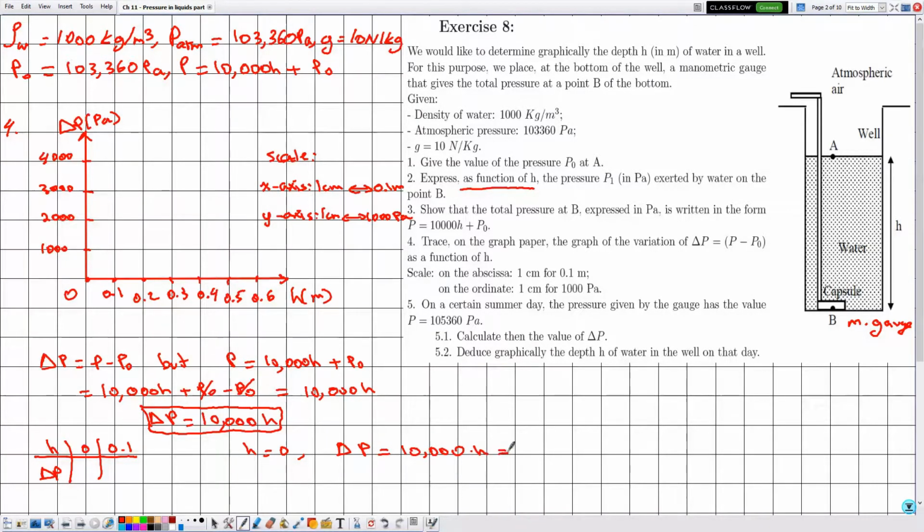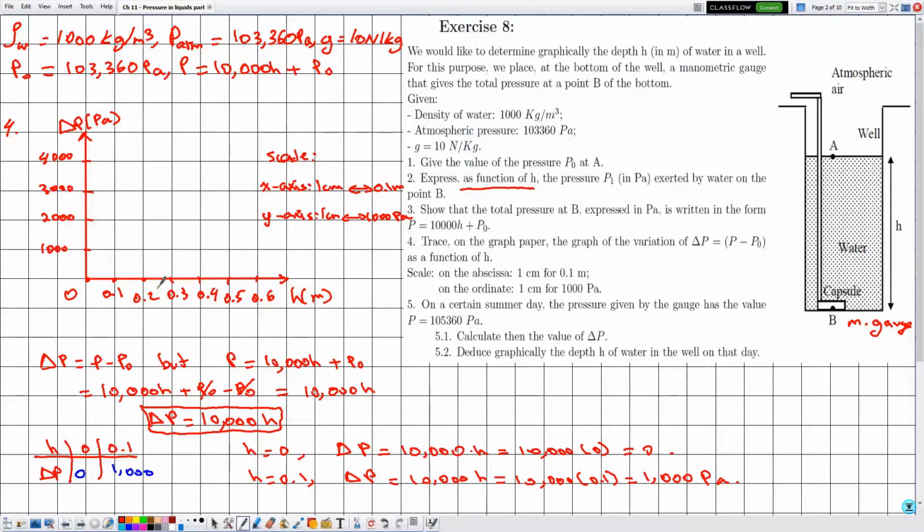H. Now replacing H by 0, so the value of delta P in this case is given by 0. So here let me write that delta P is given by 0. Now when H is equal to 0.1, so delta P is equal to 10,000 H. So it's equal to 10,000 multiplied by 0.1, which is equal to 1000 Pascal. So in this case, the value of delta P is given by 1000.